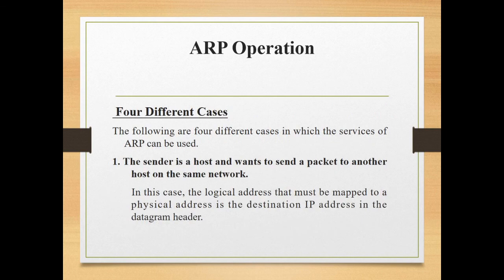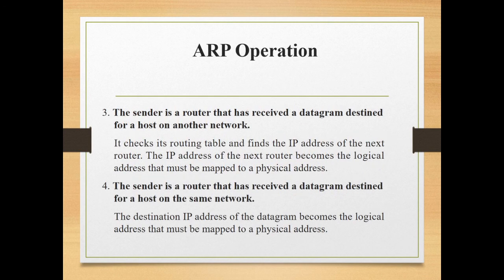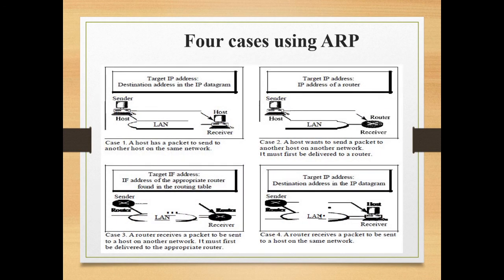Now we are going to see 4 different scenarios where ARP works. First scenario is the sender is a host and wants to send a packet to another host on the same network. In this case, the logical address that must be mapped to a physical address is the destination IP address in the datagram header. You can see the 4 cases here.